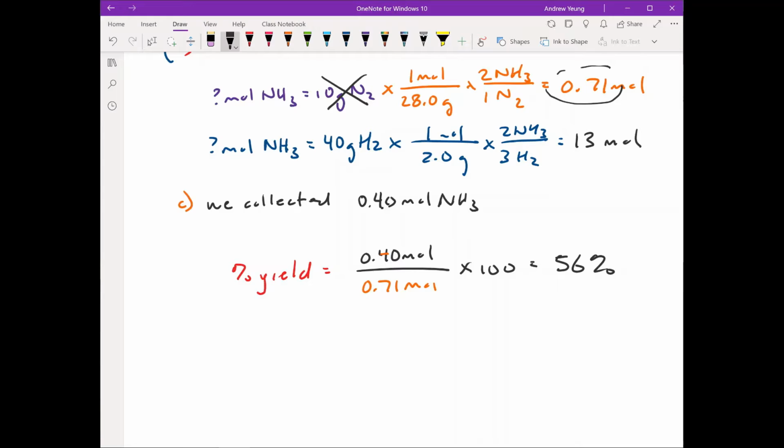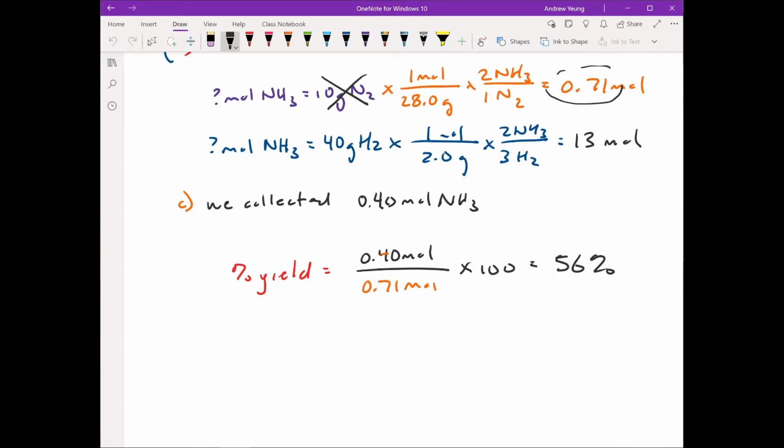Of the 100%, which is 0.71, which is not all that much, I only got half the yield that I expected. Now, if you were the scientist and you actually got this amount here, you'd probably try to tweak some conditions, you try to change the temperature, change the pressure, something. You try to improve this yield because we want to end up getting more bang for your buck.